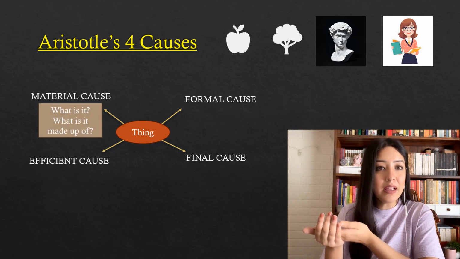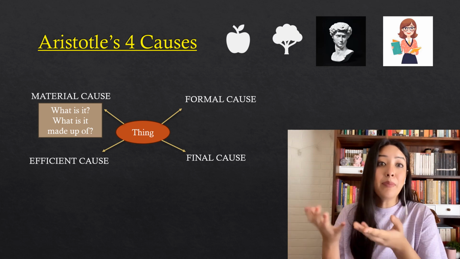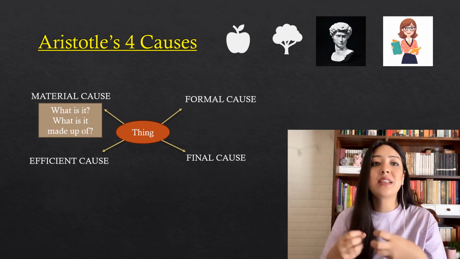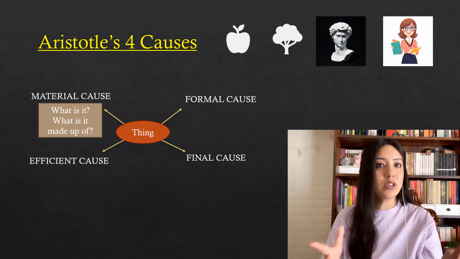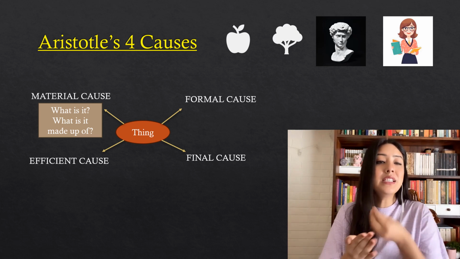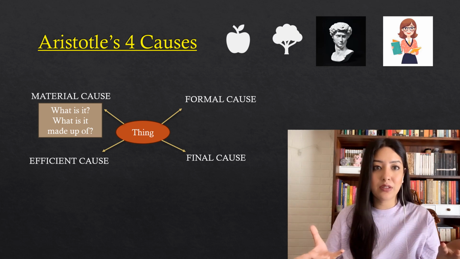Matter or material is what the thing that we're talking about is made up of. It can be marble, it can be cells in the case of human beings, it can be paper in the case of books. Okay, what is it made up of? Wood in the case of a table, maybe plastic in the case of a chair or table, anything. So material cause: what is the material? What is it made up of? What is the matter?